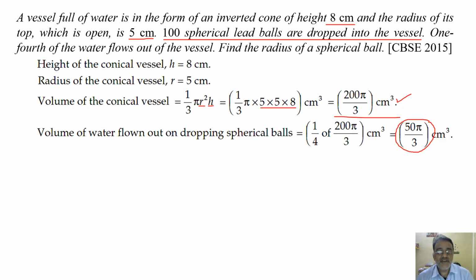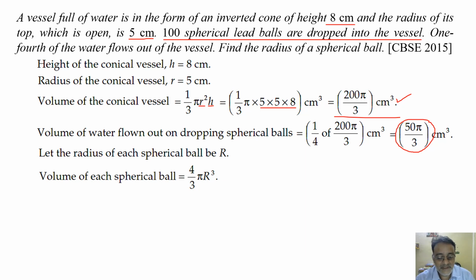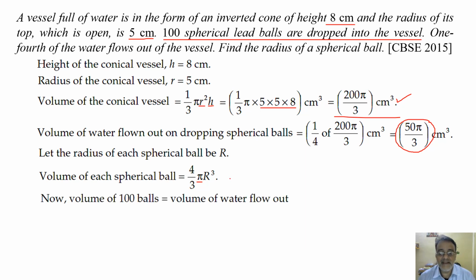So let the radius of each spherical ball be capital R and volume of each spherical ball will be 4/3 pi capital R cube. Now we are not going to substitute the value of pi. Directly we will equate both. Okay, 100 into 4/3 pi capital R cube, because there are 100 spherical leads, is equal to 50 pi by 3. This step is clear? Yes, sir. Right.